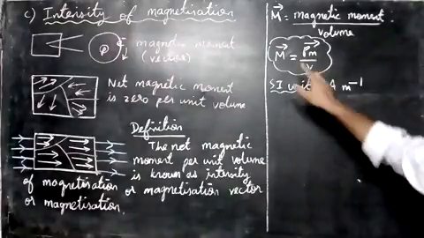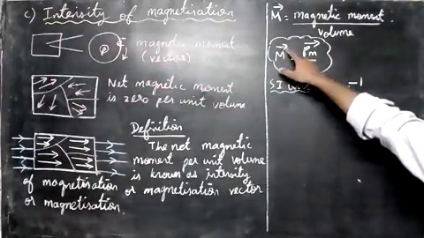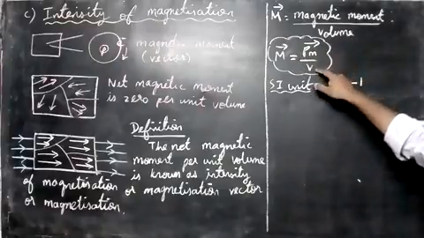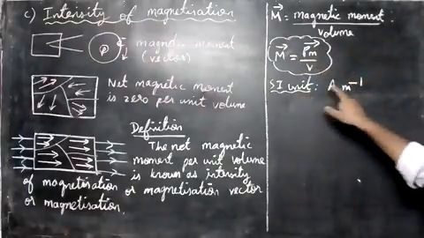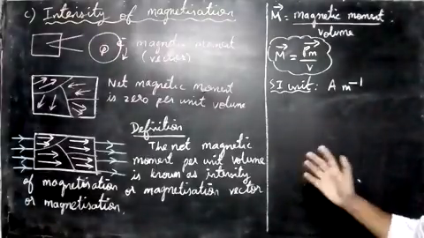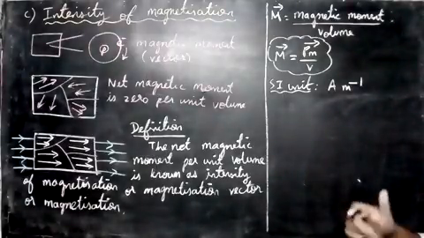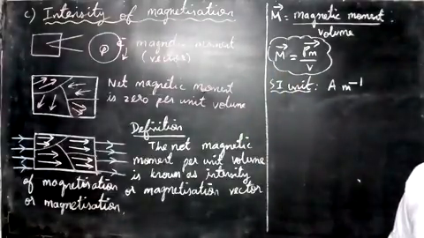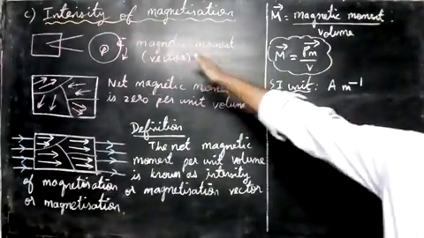So let's see the symbol here. Magnetization vector is equal to magnetic moment, this formula we know, Pm, by volume, V. The SI unit is ampere meter power minus 1, or you can say ampere per meter. Now let us see what will happen for a bar magnet. What is the intensity of magnetization for a bar magnet?